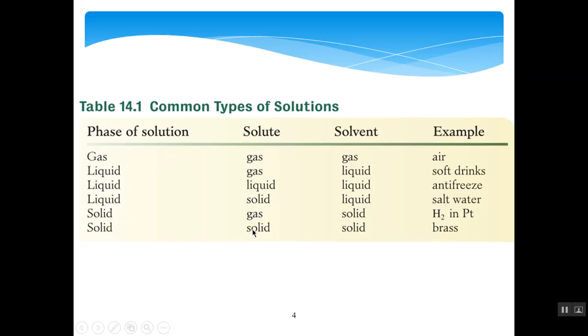Now, believe it or not, you can also have a gas dissolved in a solid. A good example of this is hydrogen. It is possible to dissolve hydrogen in the metal platinum. That is also a solution where the gas is a solute and the solid would be the solvent. And then finally, you can have solid dissolved in a solid. These are known as alloys, such as brass. And again, as in the case of gas-gas and liquid-liquid mixtures, the one in greater amounts would be the solvent, while the other components would be the solute.